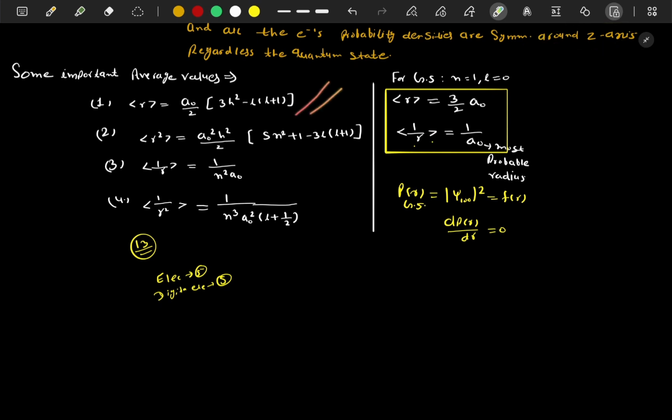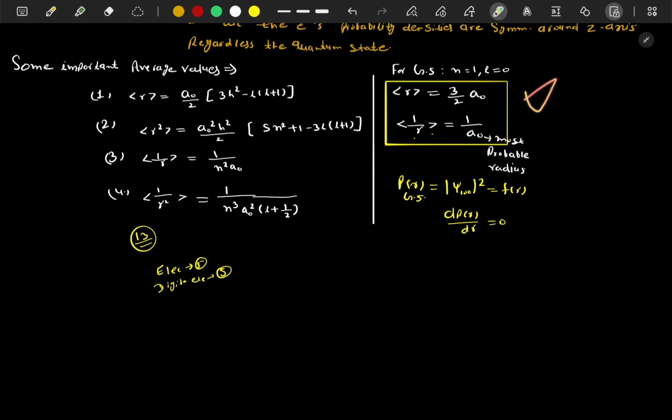This should be remembered. What is the value of expectation value of r? a naught by 2, 3n square minus L into L plus 1. If we do r square, a naught square n square by 2, 5n square plus 1 minus 3L into L plus 1. 1 upon r equal to 1 upon n square a naught, 1 upon r square equal to 1 upon n cube a naught square, L plus 1 by 2. Important.